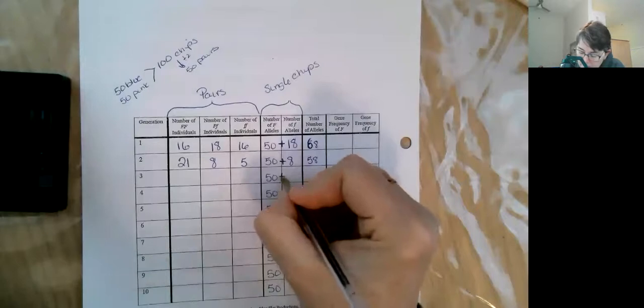So this column says the total number of alleles. Well, we have 50 in this first row that are for fur, and we have 18 that are for no fur. So all you do is you add those together and you put that there. Now I'm going to add these together. Let's do the math right. That's 68. We add those together, you get 58. And again, you would just do that all the way down.